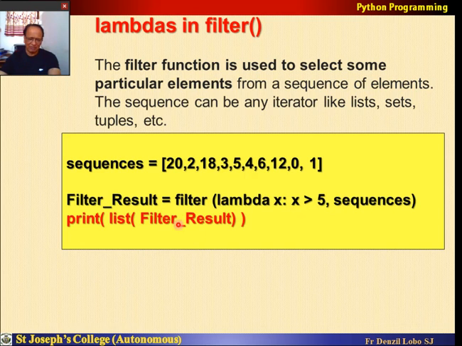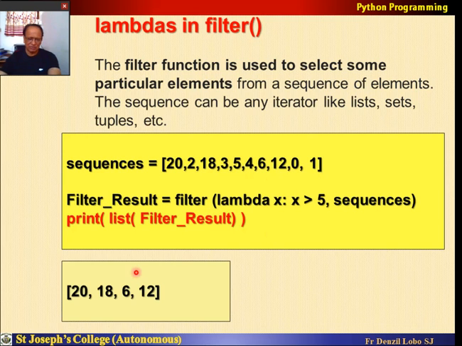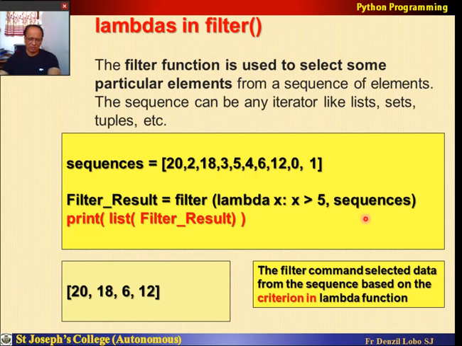I call this filter result, and it has taken this as the argument, from the global scope. In this case, it is going to give you 20, 18, 6, 12, which are greater than 5. So this is how we use lambda with the filter function, which takes two arguments: the lambda function, and then the sequence passed as the argument.